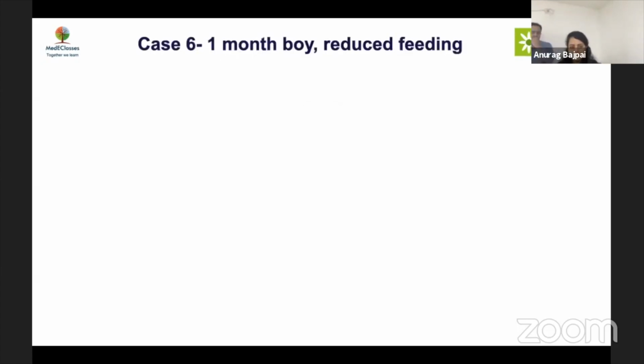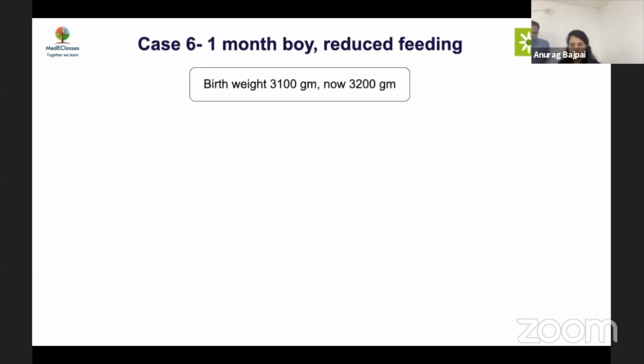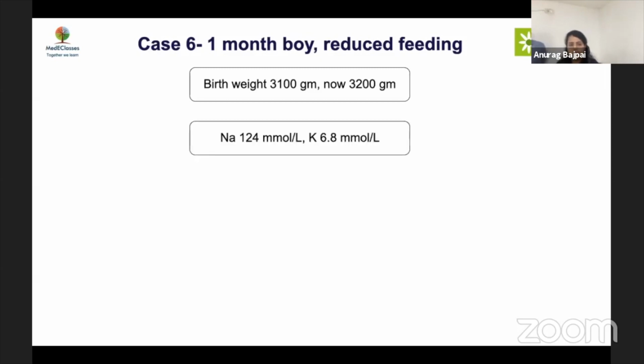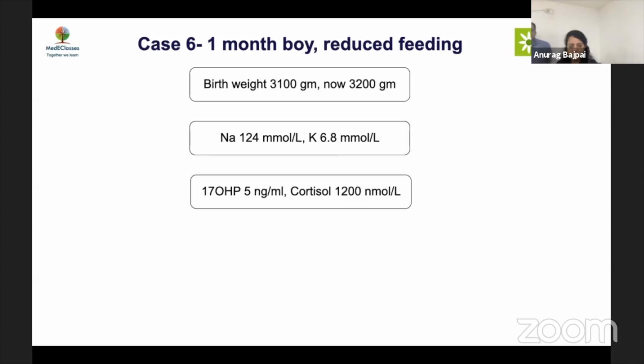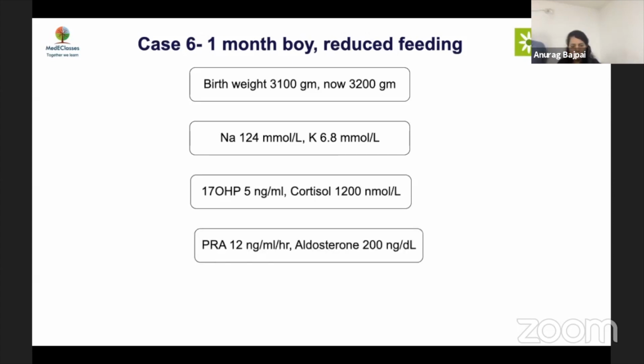Next case. The next case is a 1-month-old boy with reduced feeding. Birth weight was 3100 grams, now it is 3200 grams, so there is poor weight gain. Sodium was 124, potassium was high. So hyponatremia, hyperkalemia, 17-OHP and cortisol levels were normal. PRA and aldosterone were high. So hyponatremia, hyperkalemia with high PRA and aldosterone with normal 17-OHP and cortisol. So Dr. Chetan, what will be the differential in this child?